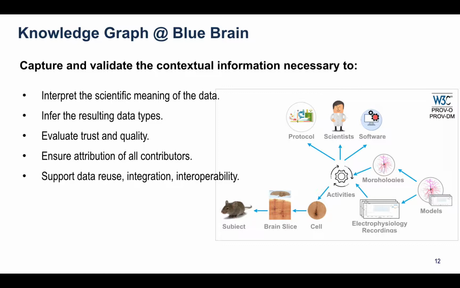Okay, so this is just a simple example of the type of workflow and data entities we have. We have subject, brain slice, cell, activity, protocol, the scientists who perform the activity, software, etc. These are entities in our knowledge graph that are described by properties, and they are related to each other thanks to these arrows.